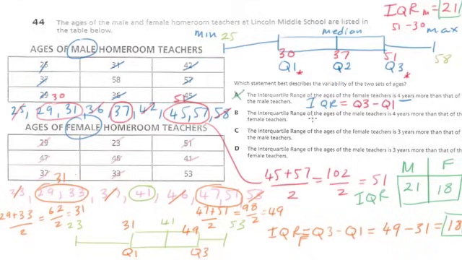B, the interquartile range of the ages of the male teachers is 4 more than that for female. Well, that's not true. Okay, C, the interquartile range of the female is 3 more than the male. Females aren't 3 more than male, so C is incorrect. So it's got to be D, but let's read it through. The interquartile range of the ages of the male teachers is 3 years more than that of the female. That's true. Male here is 3 more than the female, so D is our correct answer.